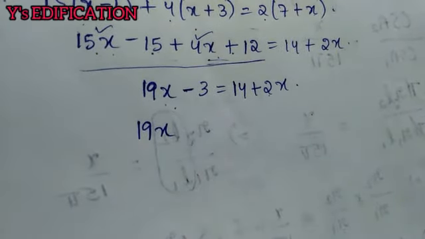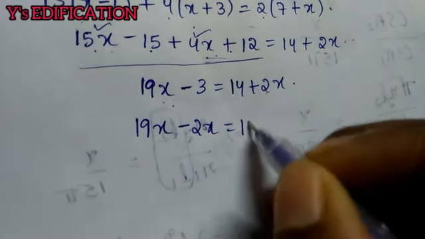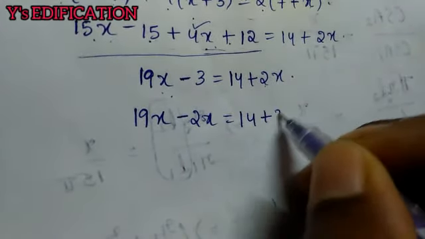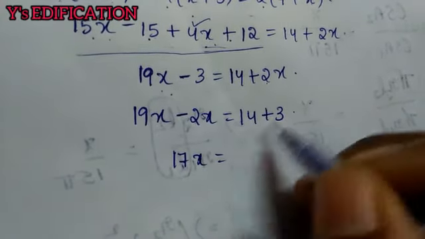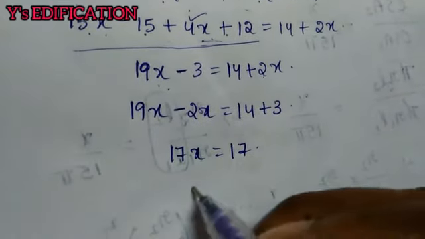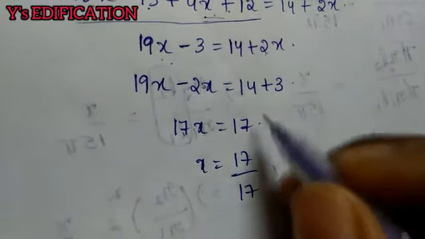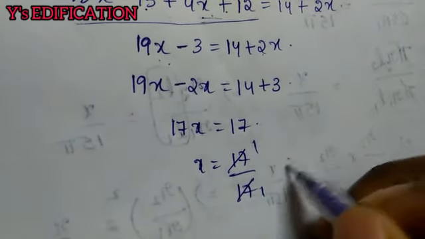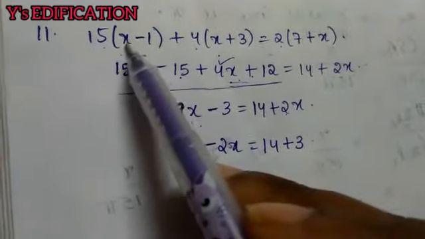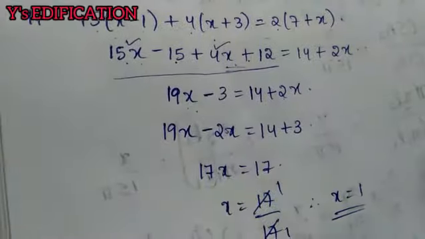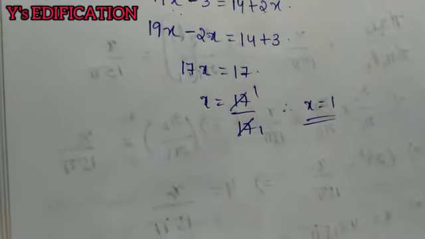19x, this will become minus 2x, is equal to 14, and it will become plus 3. So 19x minus 2x is 17x is equal to, what is 14 plus 3? 17. We want the x value. X means 17 by 17. It will become division when transposed to RHS. 17 into 1, 17 into 1. So what is the x value? The x value is 1. Substitute this x value in the given equation. After solving, LHS must be equal to the RHS. Okay, let's do a few more sums.